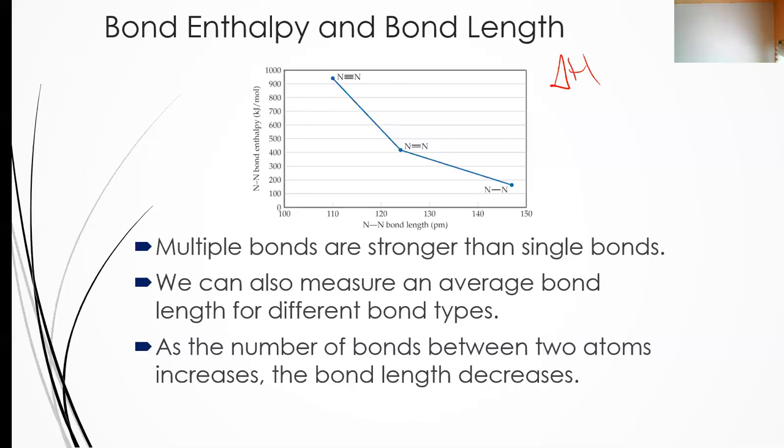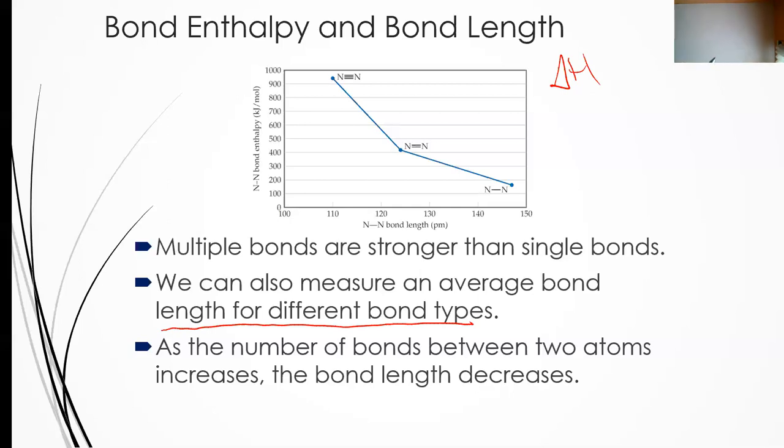But now that we know how to do our Lewis structures, we can also find it from something called bond enthalpy. Now, the idea behind bond enthalpy is that multiple bonds are stronger than single bonds, and that different bond connections between the different elements or atoms will have different amounts. So we can measure an average bond length for different bond types, and we can start to relate that to bond energies.